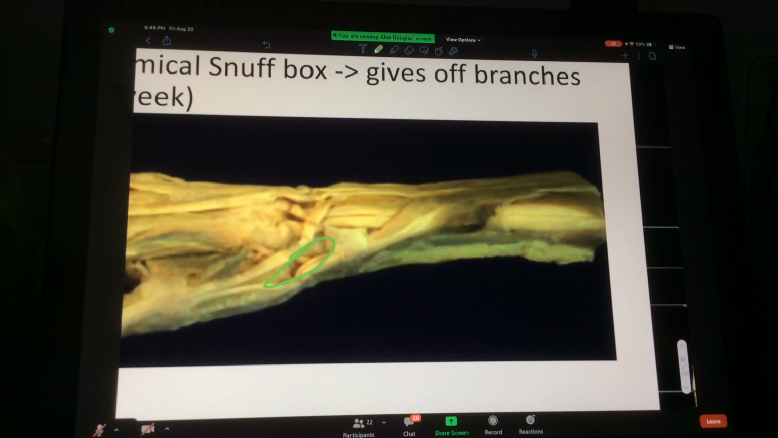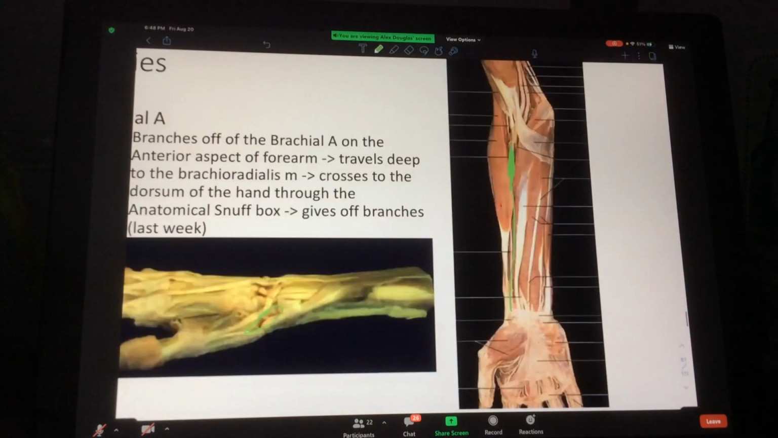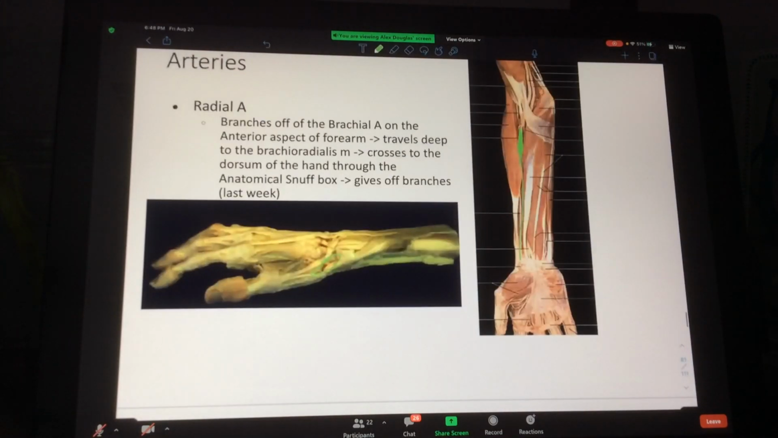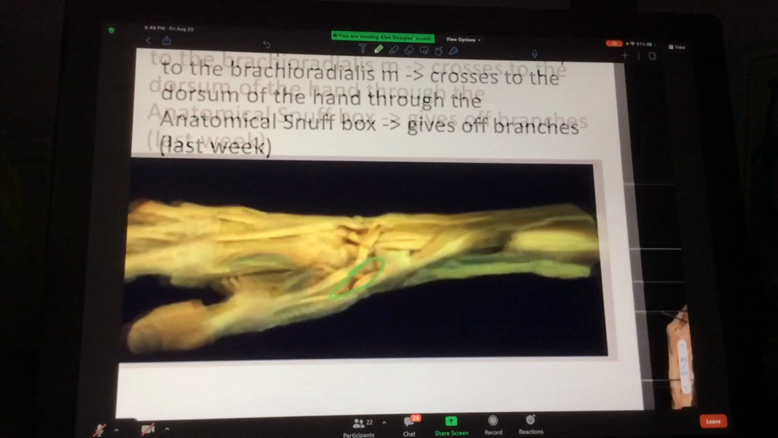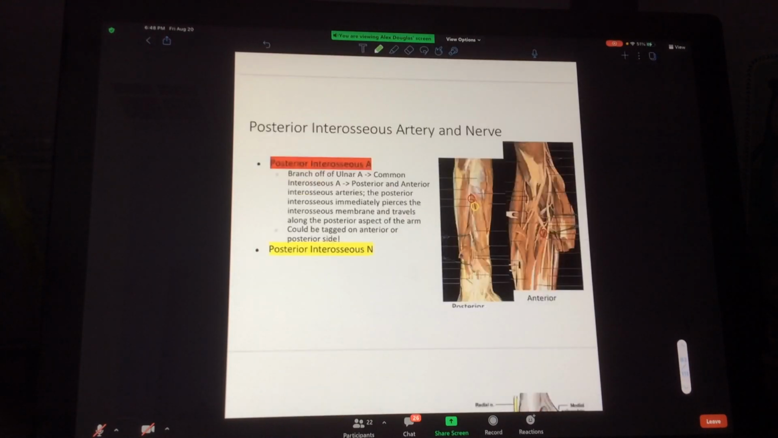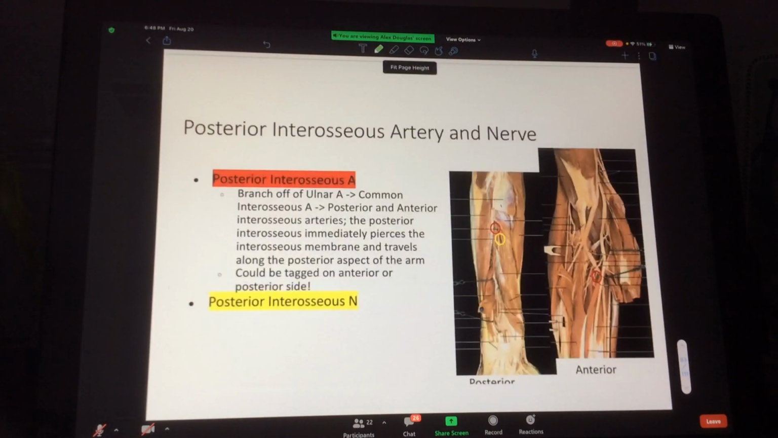They have been known to tag this artery right here. They don't tag it up here in the arm where you can see it coming off the brachial artery. No, they say, you know what? We want to know if they really know anatomical relationship. This snuff box, and I give you more information there, that's where they like to tag her. So know that, okay?